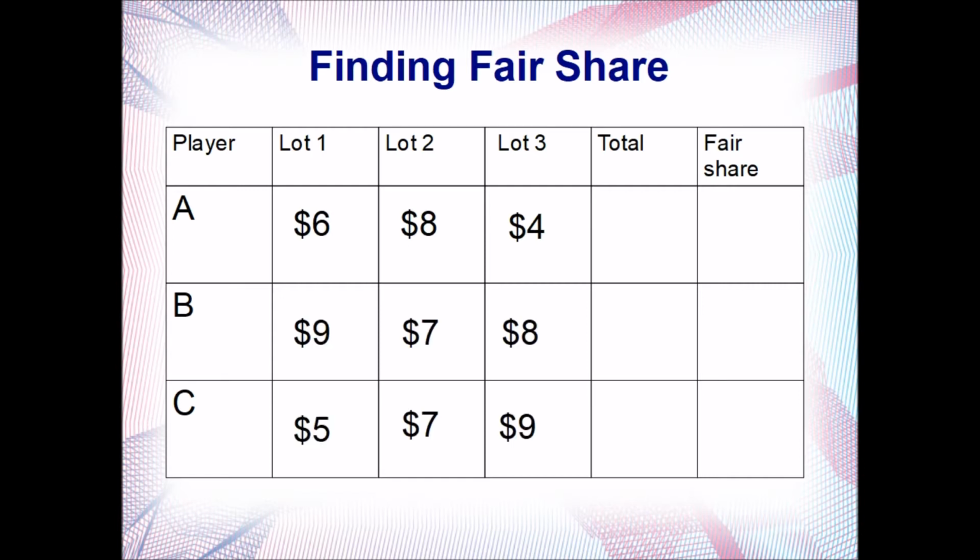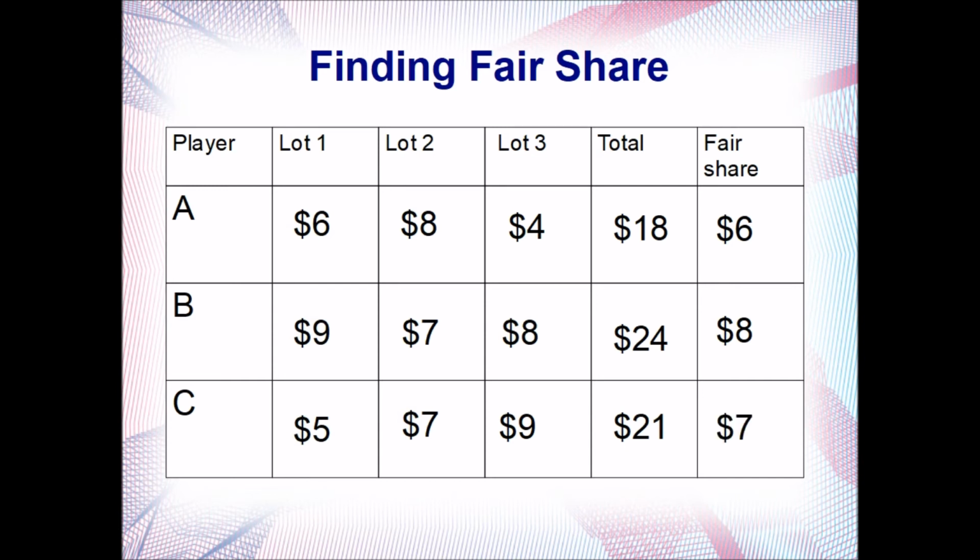Here are the values for the players. I used smaller numbers this time. So once again, we have to find the totals. The total for player A is 18, the total for player B is 24, and the total for player C is 21. Now to find the fair share for player A, all I need to do is take $18 divided by 3, which is 6. And again, I'm dividing by 3 because there are 3 players. For player B, we take 24 divided by 3, that gets 8. And for player C, we take 21 divided by 3, and that's 7.